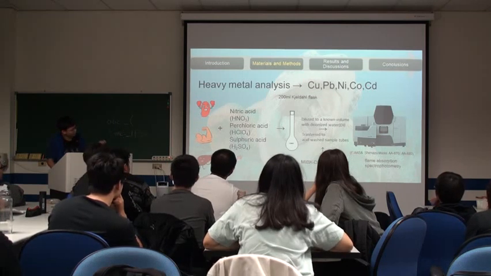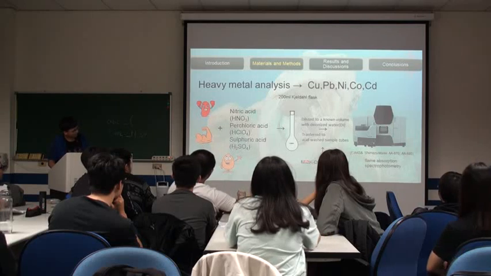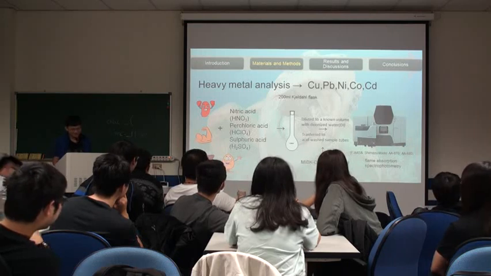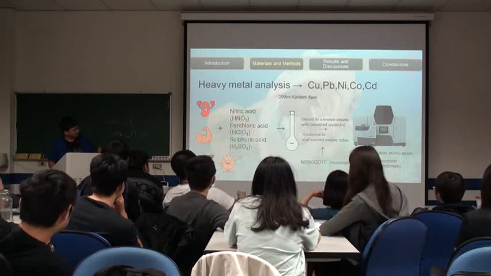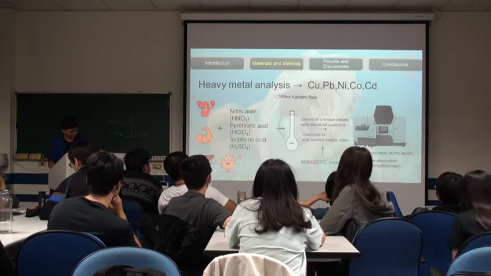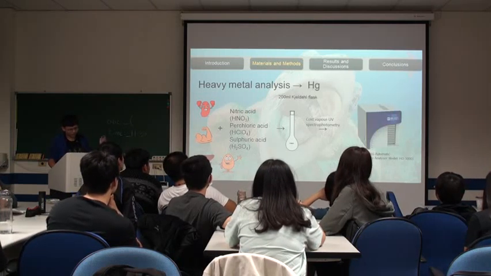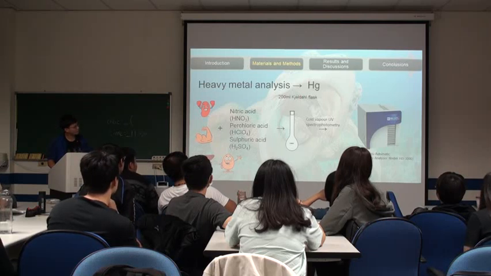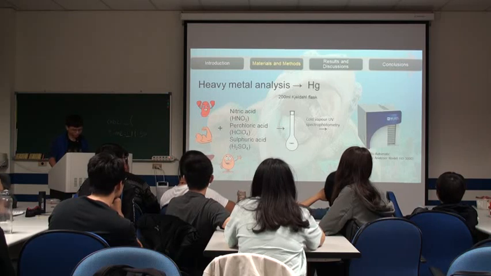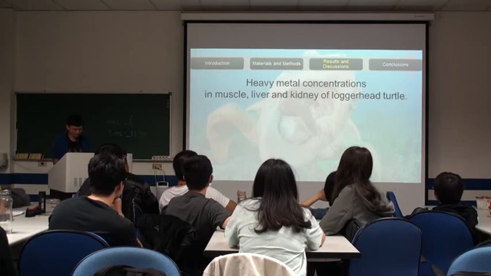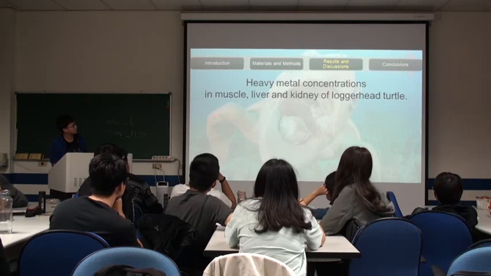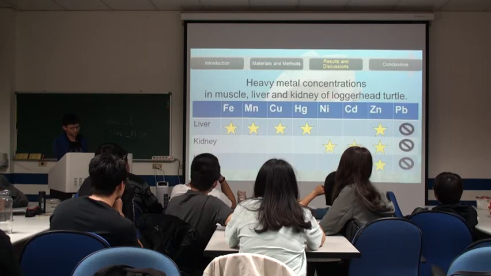before we put them in the machine, we add a MIBK-DDTC treatment because they are easier to interpret, so we add this treatment. Okay, and for mercury, we put it into another machine. And now the results and discussion. Let's see the heavy metal concentration in tissues of loggerhead turtles.